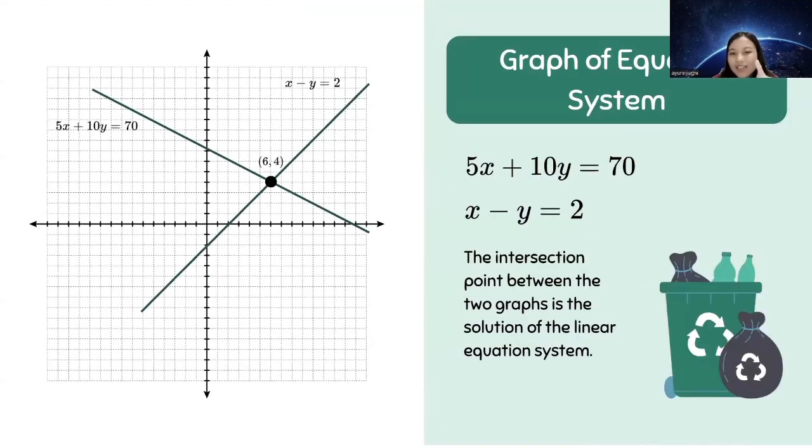Okay. Besides substitution and elimination methods, we can also solve equation systems using graphs. In the graph method, each equation is represented by a line. The solution is the intersection point between the two lines. The intersection point shows the value that satisfies both equations. For example, y equals x minus 2 and 5x plus 10y equals 70.